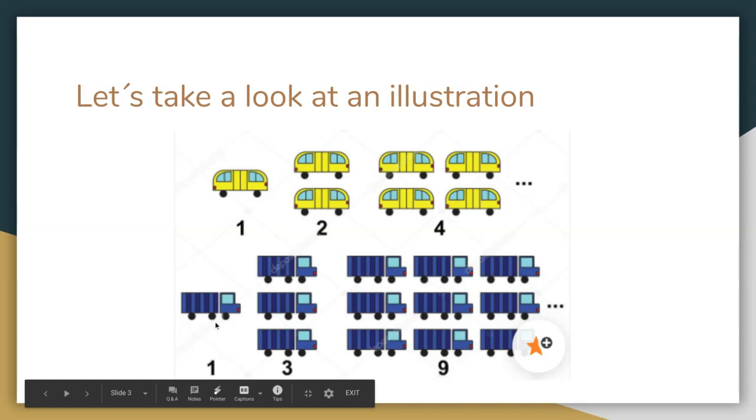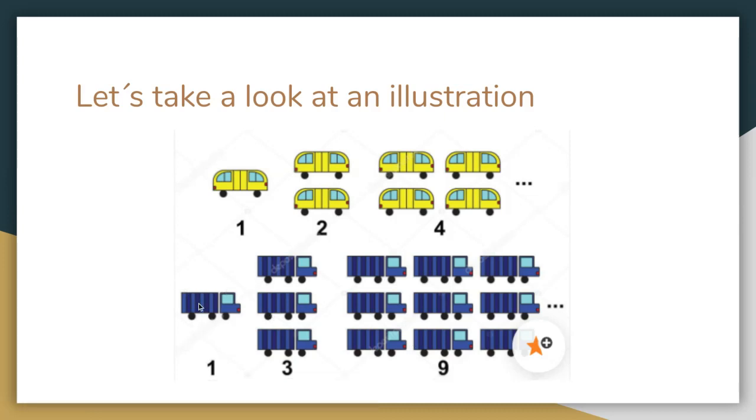On the trucks, 1 times 3 gives us 3, and 3 times 3 gives us 9. If this was an arithmetic sequence, we would have done 1 plus 2, which would have given us 3, and 3 plus 2, which would have given us 5. So we would automatically have known that this was not an arithmetic sequence.